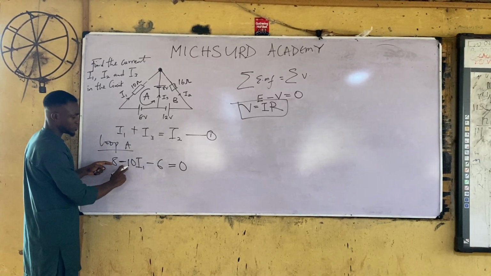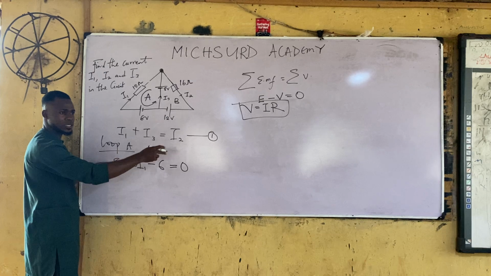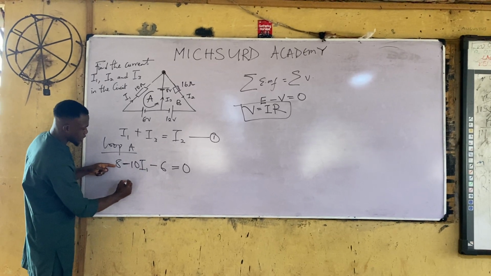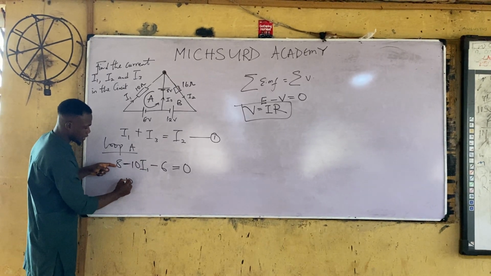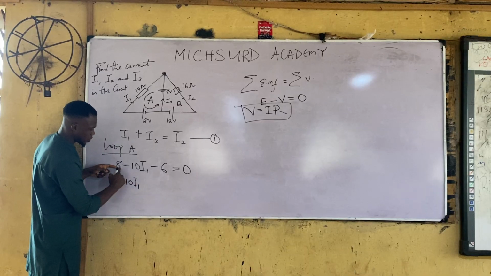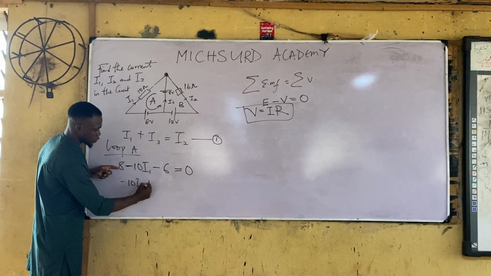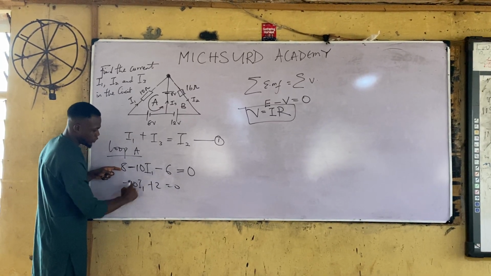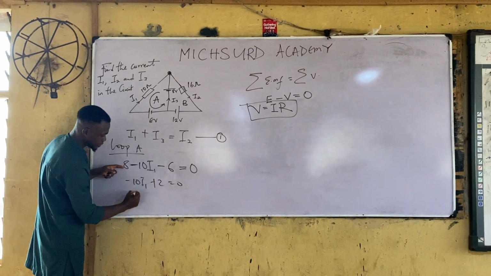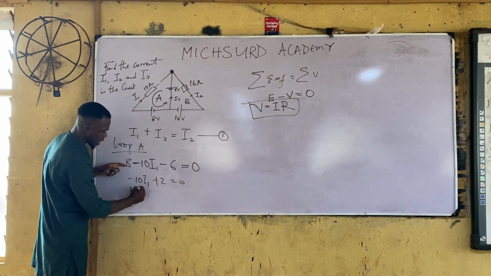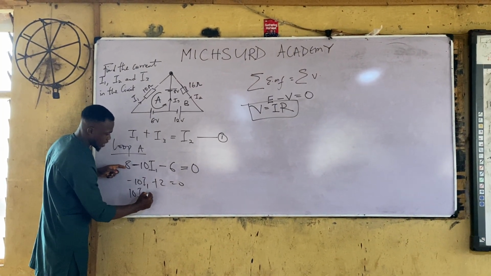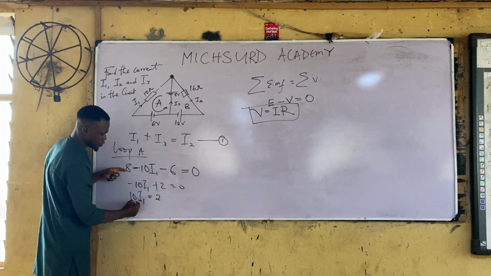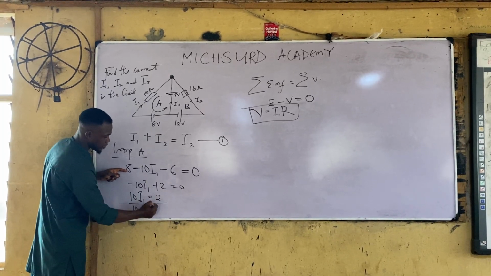So if we have 2, we can move 2 over to this place, it becomes minus 2. So what I'll be having will be minus 10i. So this one is already 2, so plus 2 equal to 0. If we move our minus 10i to this place, we'll be having 10i1, then we have equal to what? 2. So divide through by 10.